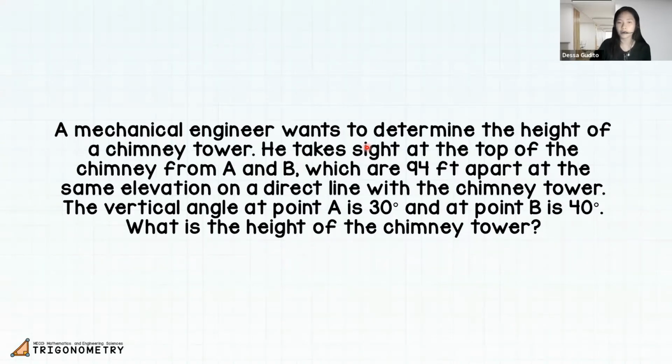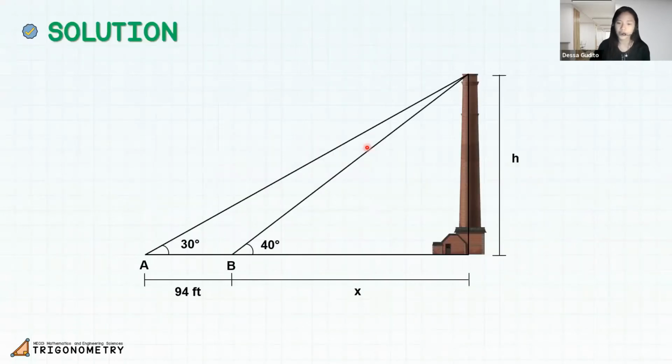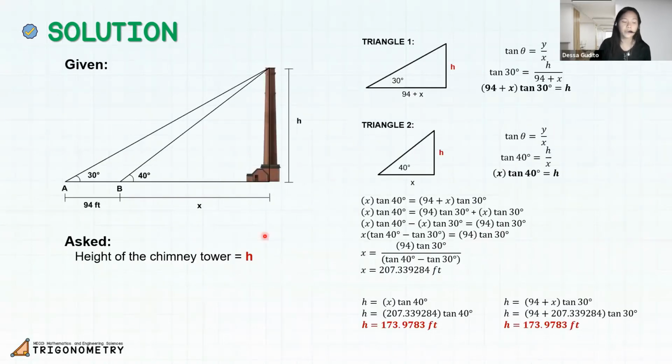So we need to illustrate this problem in order to understand it and to determine which side of the triangle we need to solve. As stated in the problem, at point A, the sight of the mechanical engineer up to the height of the tower is at a vertical angle of 30 degrees. And at point B, it is at a vertical angle of 40 degrees. And it was stated that A and B are 94 feet apart. What we don't know is the distance from B to the base of the chimney tower, and we also don't know the height of the chimney tower, which is what is asked in the problem.